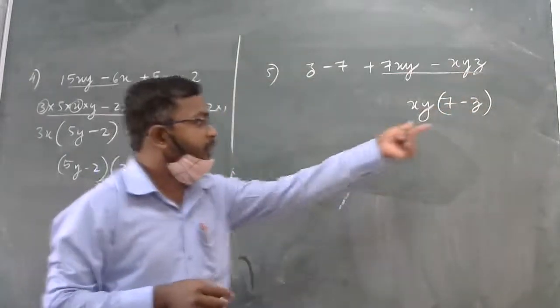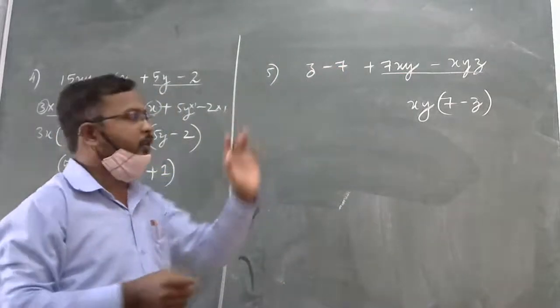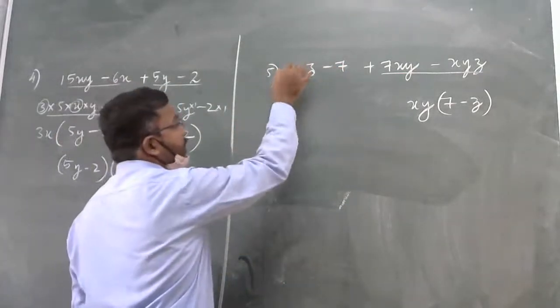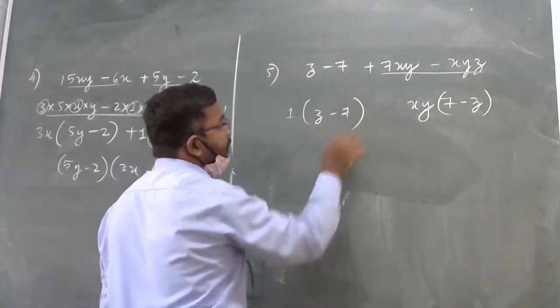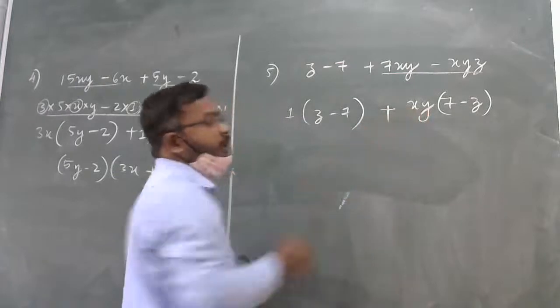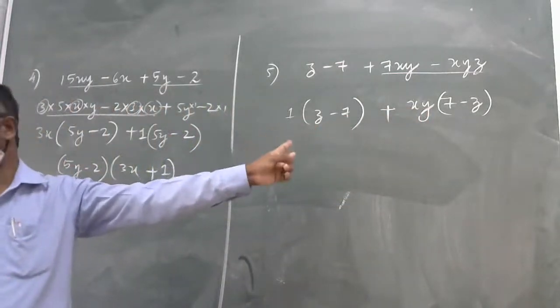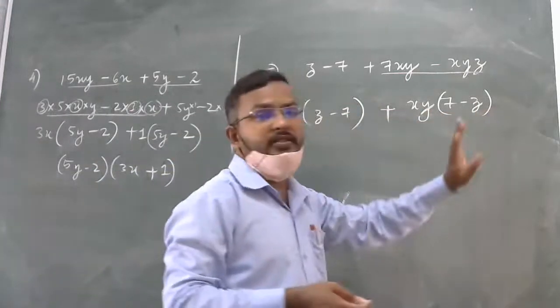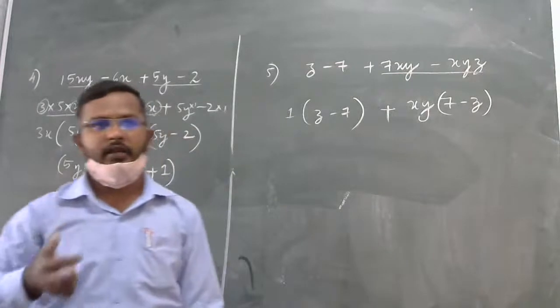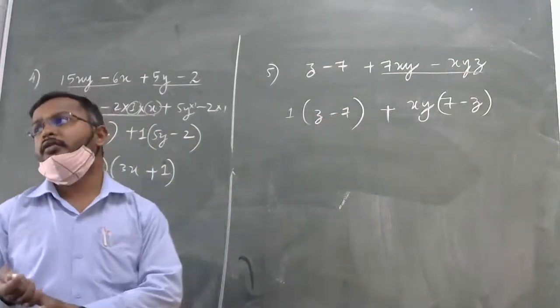Now 7 minus Z is there and here Z minus 7 is there. So here we can take 1 outside. If you take 1 outside, Z minus 7 will be left out, and here plus XY we are taking out. So don't forget to write the sign between them. Now here Z minus 7 is there and here 7 minus Z is there. The terms are different. We cannot take this Z minus 7 out. Then what do you have to do?